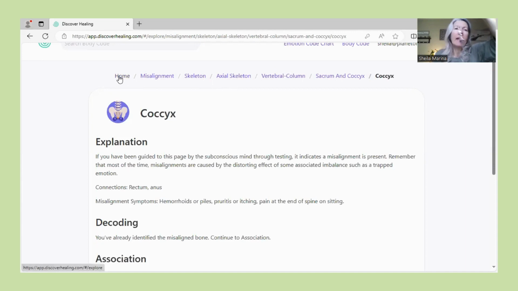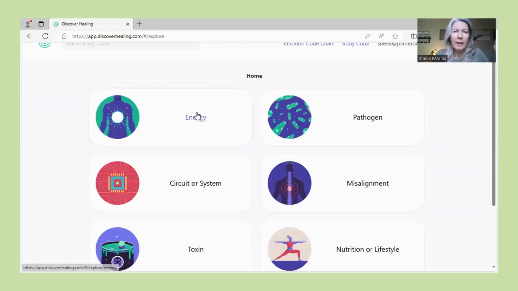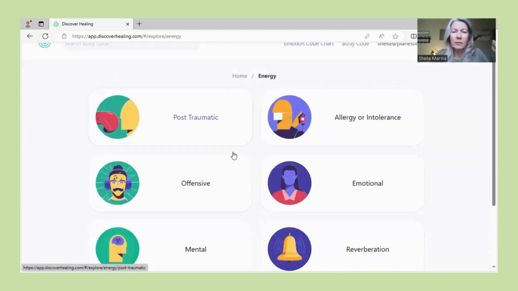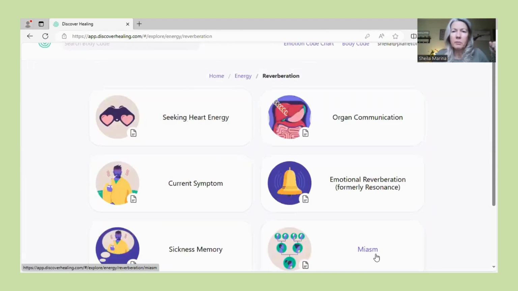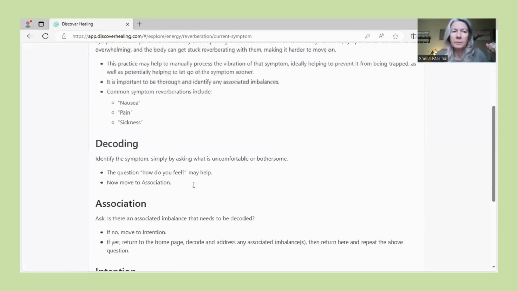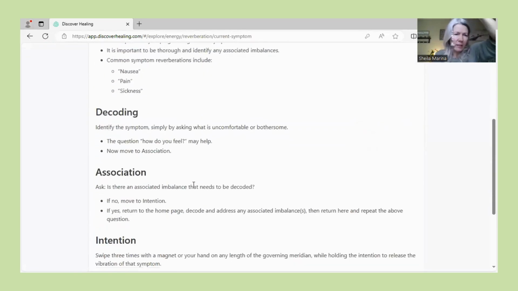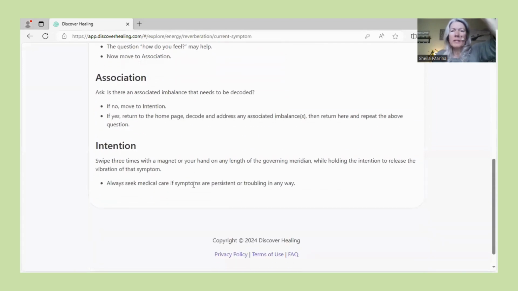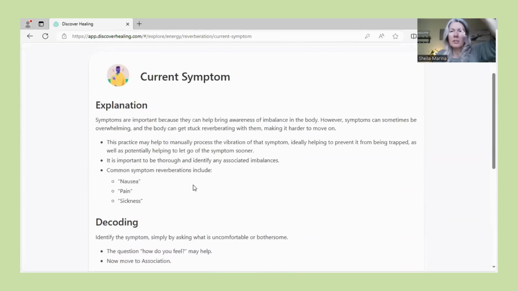Yes. And let's find out here, going back, that was an associated imbalance. That was a reverberation that came out as a current symptom. So is there anything else we need to know about this? And was it the coccyx that was the current symptom? Yes. And is there any other associated imbalance? No. And are we able to reset this current symptom?